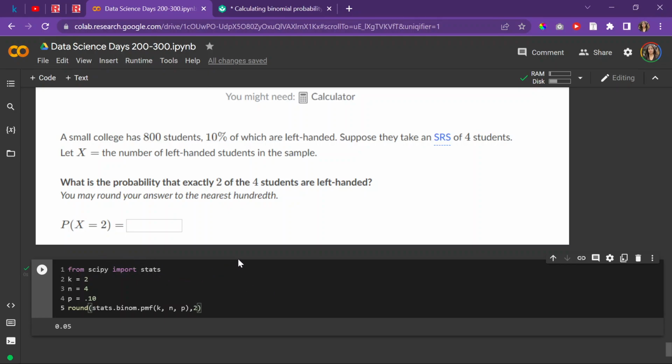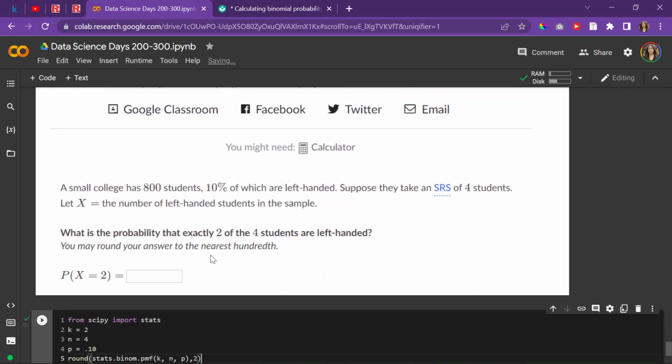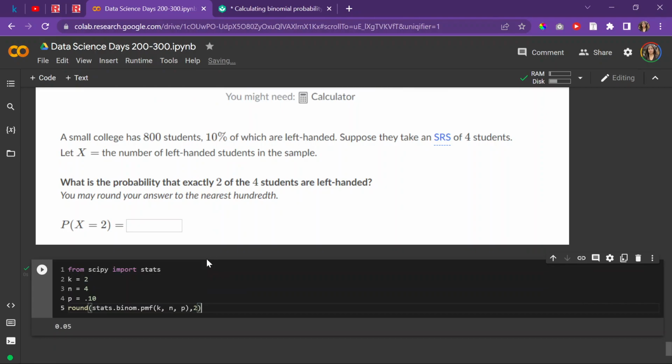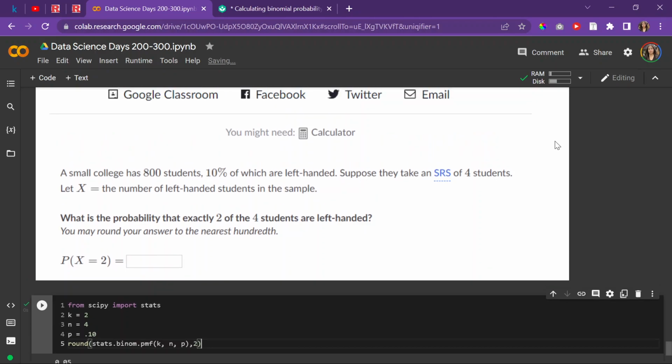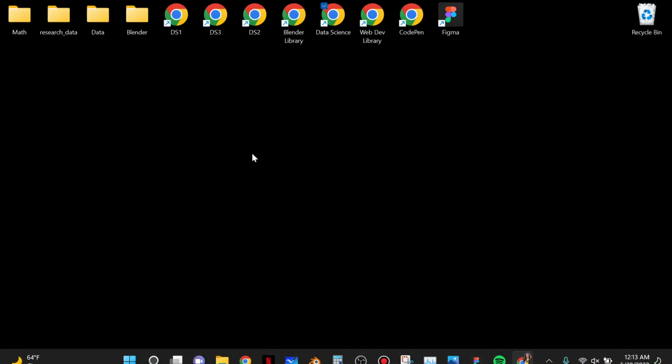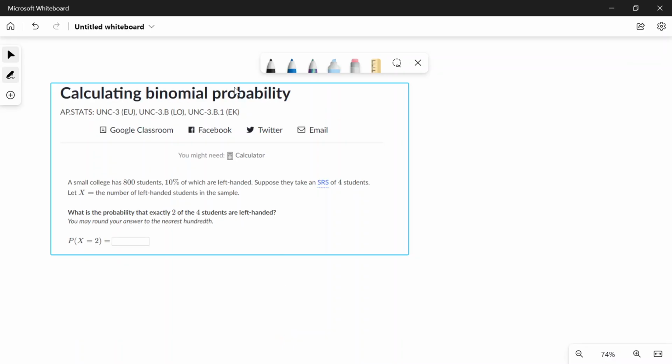So let's read the problem. A small college has 800 students, 10% of which are left-handed. Suppose they take a simple random sample of 4 students. Let x equal the number of left-handed students in that sample. So what is the probability that exactly 2 out of the 4 students are left-handed? This is a binomial problem because we have 2 possible outcomes for each event.